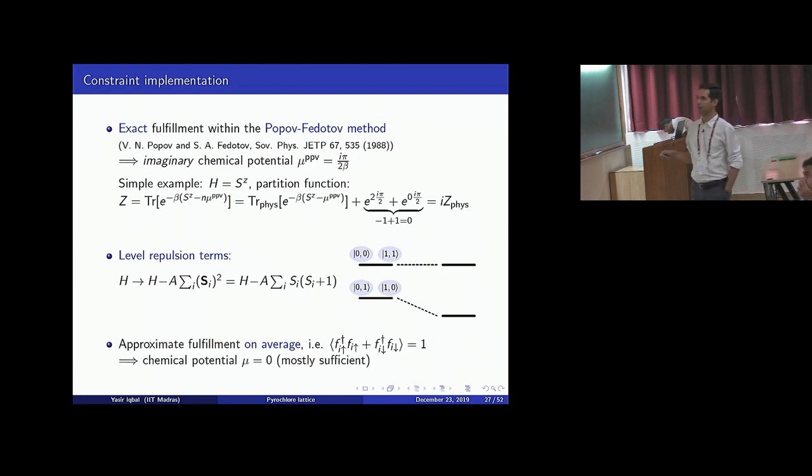The other, cheaper way is simply to introduce level repulsion terms, which lower the energy of the physical states, so that the unphysical states are pushed up in energy. And the average fulfillment that you can impose is simply by putting a chemical potential equal to zero.